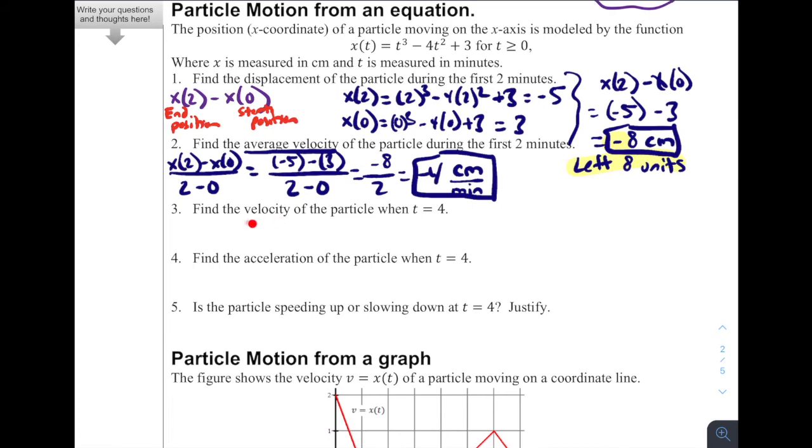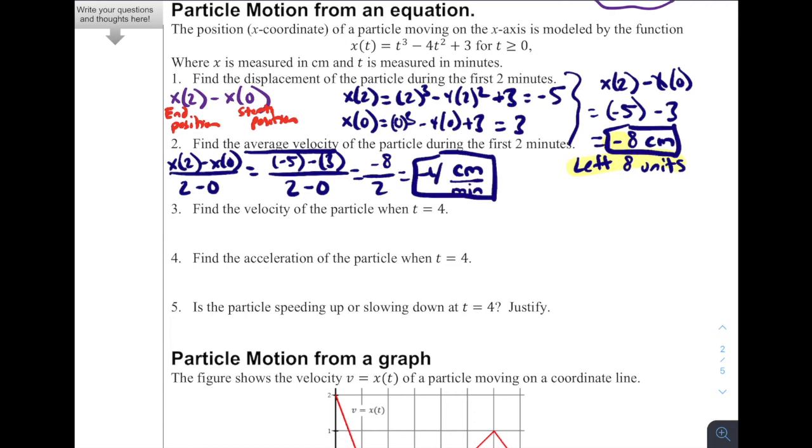So notice 2 different things. Number 2 is asking about the average velocity. Number 3 is asking about just the velocity. If I want to find just the velocity, I'm not taking into account like the slope. I need to think about here the derivative.